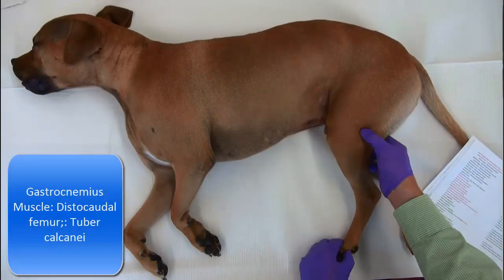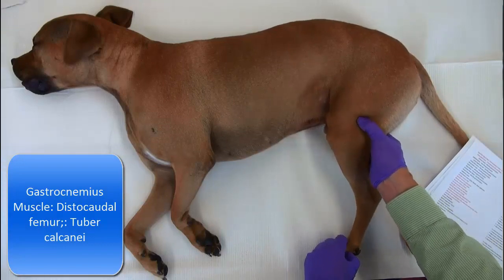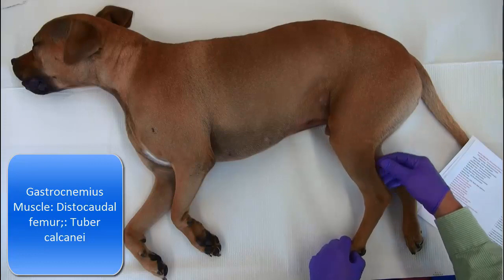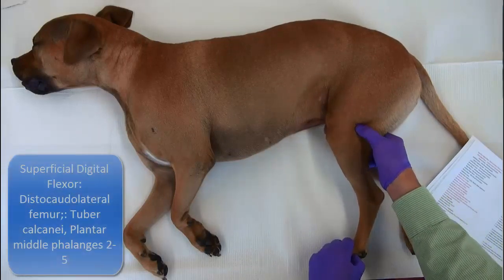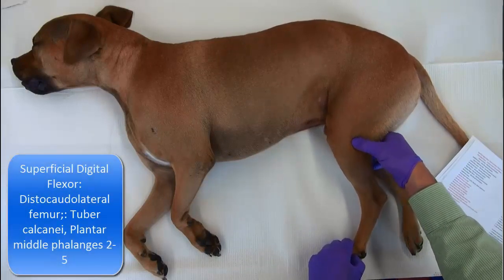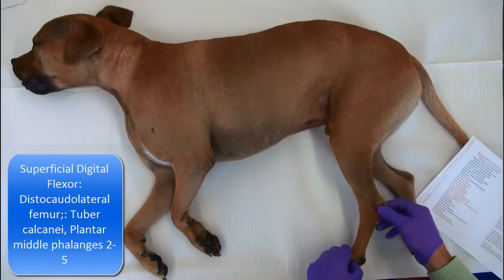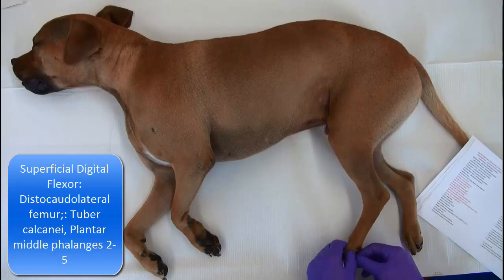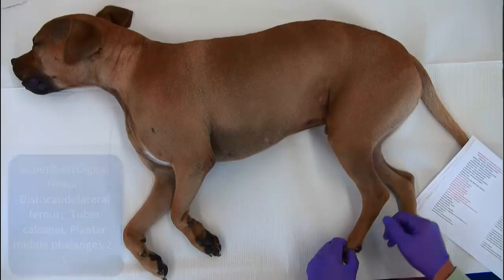So the gastrocnemius is this muscle that extends from the distal caudal femur down to the tuber calcanei. And basically the superficial digital flexor would be from the distal caudal lateral femur to the tuber calcanei, and then back down to the plantar middle surface of the phalanges of digits 2 through 5.